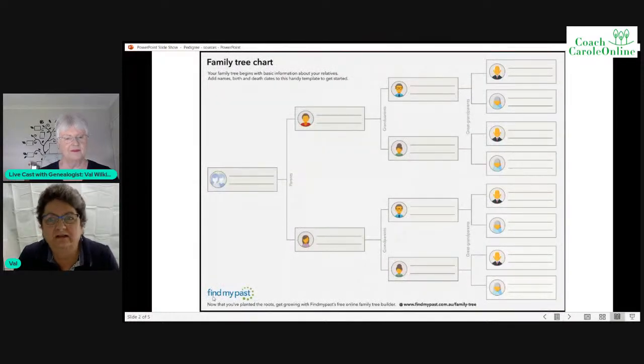This is a family tree chart or a pedigree chart. And it's very simple. It comes from Find My Past. You can download them free. On the internet, there are numerous examples of these forms that you can download. This one's a really simple one. You can put your own name in there, your father, your mother, your grandparents, and your great-grandparents. So that gives you 4 generations. It doesn't actually allow for much else, just their names, if you know it.